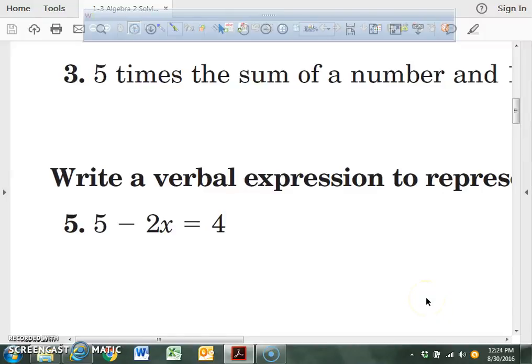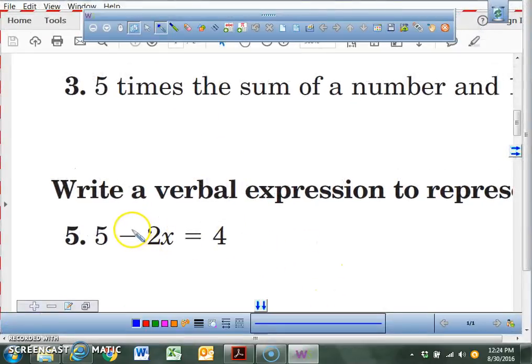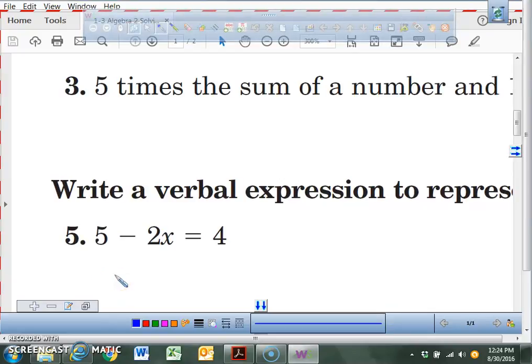Here we go. We're going to practice writing verbal expressions to represent problems, okay? Now, when you look at this expression, does anybody know how to write this without saying the word minus? Without saying minus. Sure. "5 less than 2 times the number equals 4."